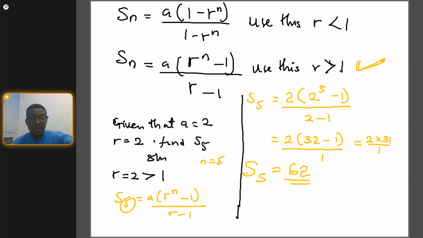Now let's consider the sum to infinity. The sum to infinity will be the third part of this particular topic. And the next class will be taking UTME questions that are related to geometric progression. So this is how you get the sum of a GP, which is geometric progression.